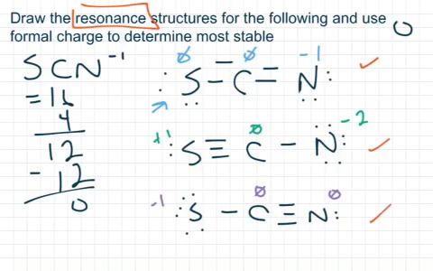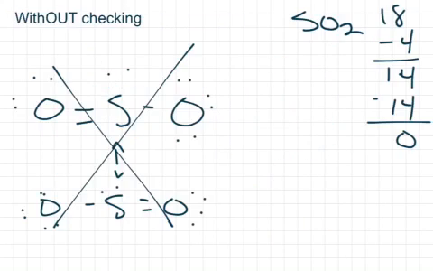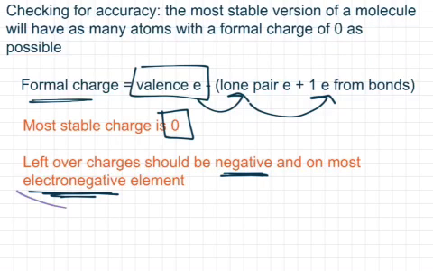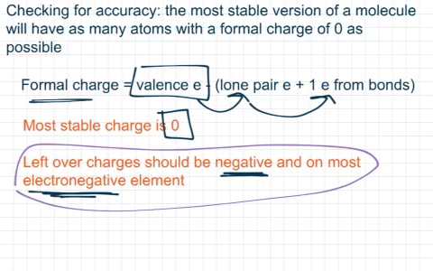So, following the same rules, the second set with the triple bond on sulfur gives us a formal charge of +1 on sulfur, it gives us a 0 on carbon and a -2 on nitrogen. And then our very last one, we have the -1 on sulfur, the 0 on carbon, and the 0 on nitrogen. So the most important thing is the one in the middle has a formal charge of 0, which in all 3 cases it does. So that means we need to rely on rule number 2, which is that leftover charges should be negative and on the most electronegative element.